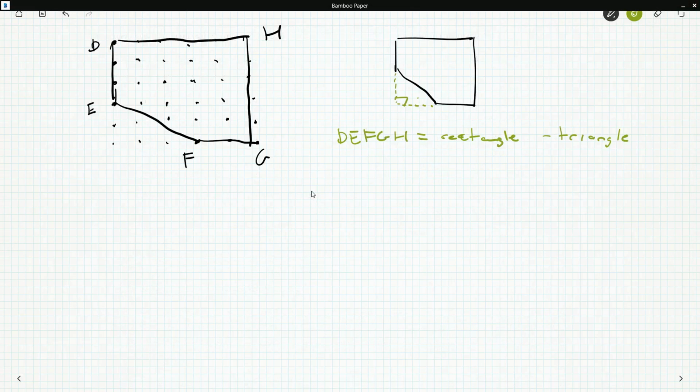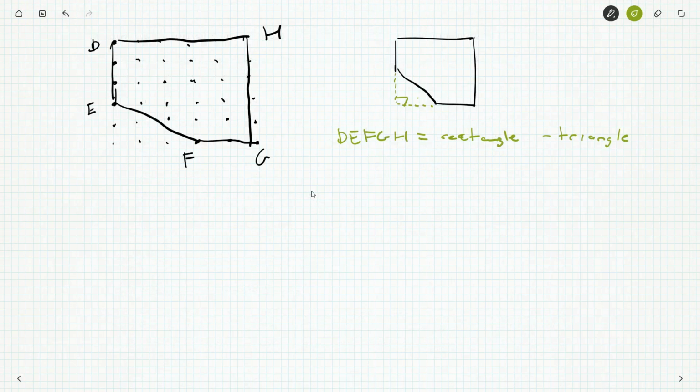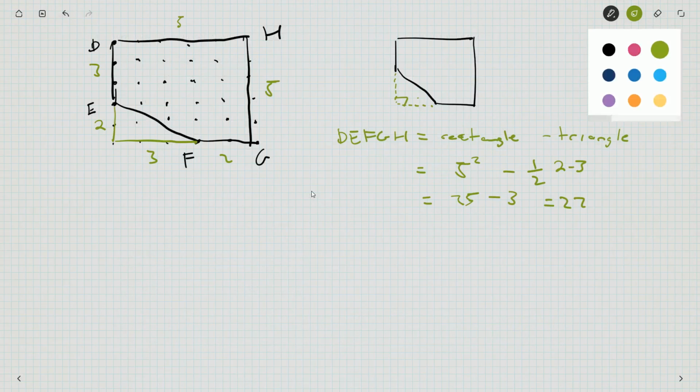So that's some useful stuff. So what are the dimensions of this rectangle? Well, now we can compute that. There's 3 and 2 here, and the dimensions of the rectangle, there's 3 up here and 2 here, so it's actually a square. So the area is going to be 5 squared minus 1/2 base times height. So 25 minus, well, we just calculated that, it's 3, 22.